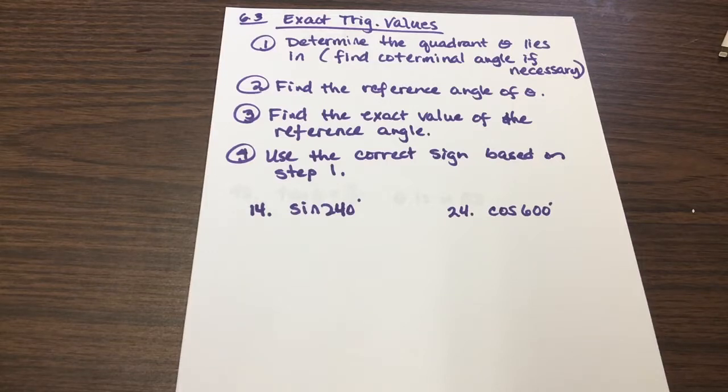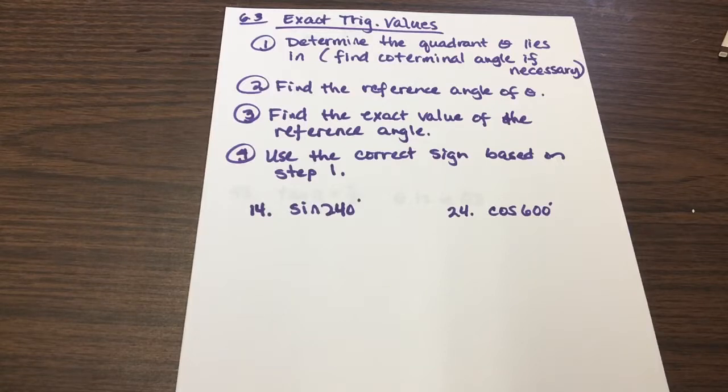I wrote them out. First thing you want to do is determine the quadrant that theta lies in. And that means that if I am looking at an angle that's bigger than 360 or less than 0, so if it's not between 0 and 360, you need to find the coterminal angle. And we've already talked about how we do that. So make sure that the angle you're looking at is between 0 and 360. Then you find the reference angle.